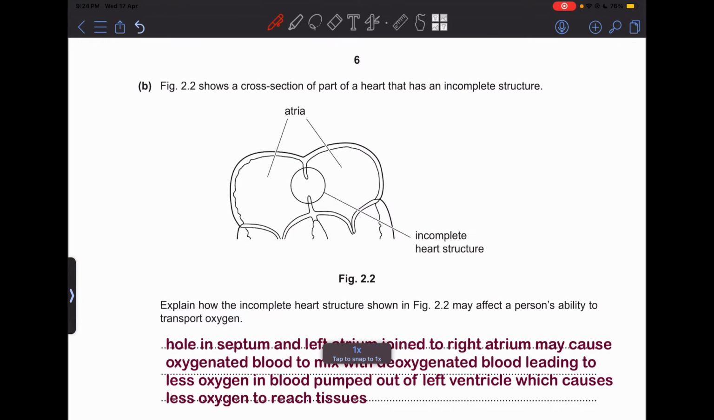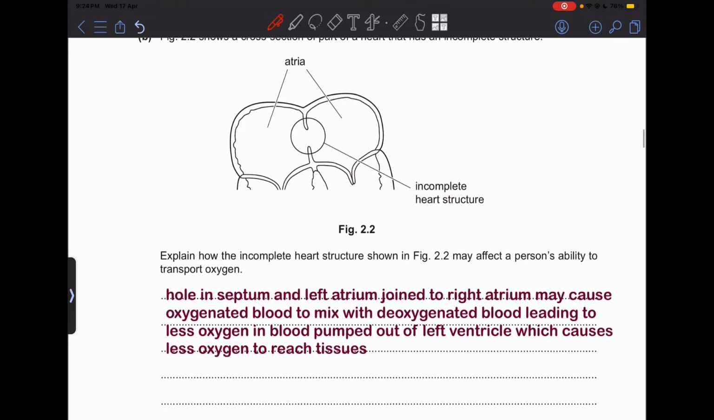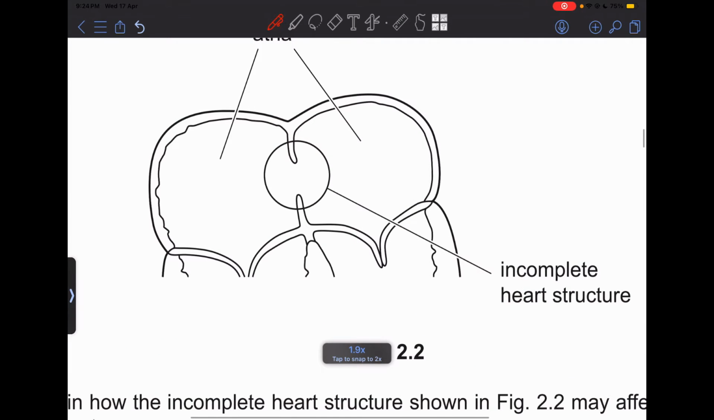So this is a big problem actually. There is a hole in the septum, and left atrium joined to the right atrium may cause oxygenated blood to mix with deoxygenated blood. So basically we know that the left ventricle has oxygenated blood, and the right atrium has deoxygenated blood, because the blood is coming from the rest of the body deoxygenated and it needs to be oxygenated again. So this area, the septum, it separates both of them. So this is a problem.